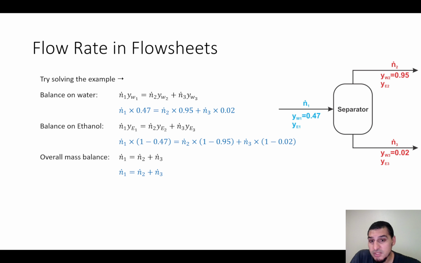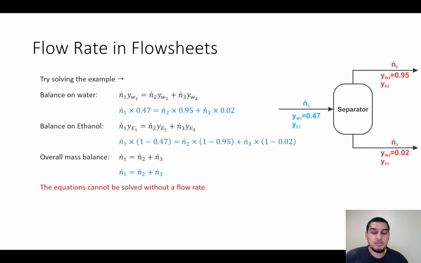These are two equations and three unknowns, and if we look at these equations, we will notice that we cannot solve them. And the reason we cannot solve them is that we don't have any given flow rates. And this is a very important thing. No matter how much information you have, and no matter if you have any more equations or any more information, if there is not at least one flow rate, we will not be able to solve this problem.